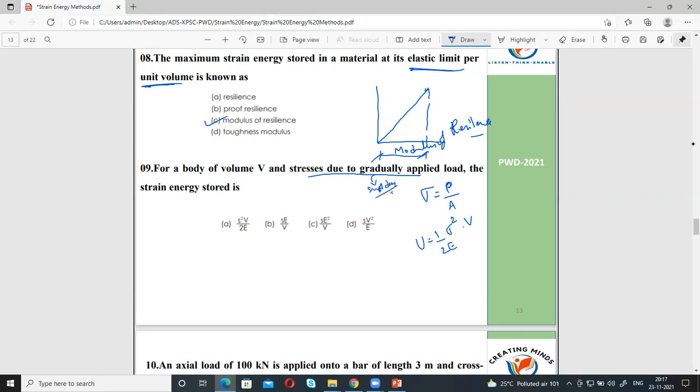the stress becomes 2P by A. This equation will become, the 2 cancels. That is very, very important. 2P by A, the 2 gets cancelled, and the remaining equation is sigma square V by E.